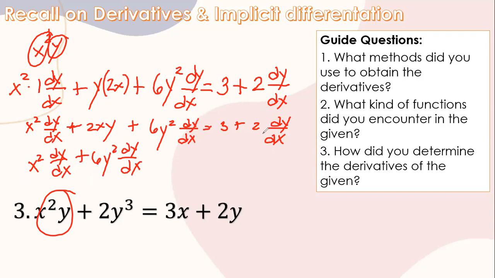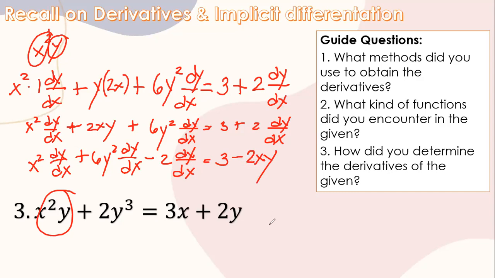Tapos nasa kabilang side na equation natin yung 2 dy over dx. Pag nilipat natin katabi ay magiging minus. So, minus 2 dy over dx is equal to 3. Okay? Minus 2xy. Ilipat natin si 2xy sa kabilang side ng equation dahil wala siyang dy over dx na kasama. So, 3 minus 2xy. Okay, so napagsama-sama na natin lahat ng may dy over dx.